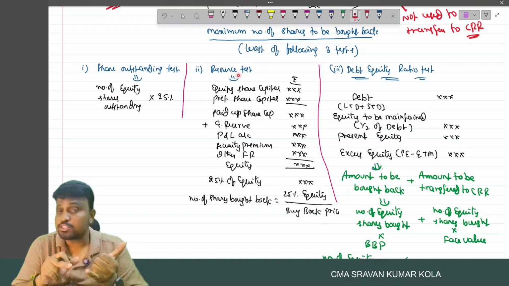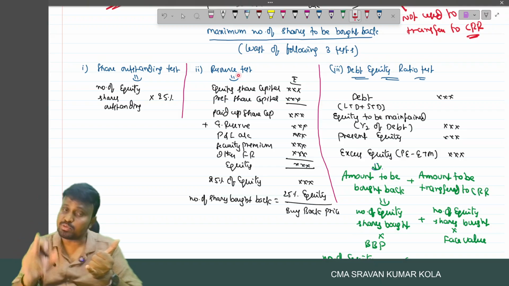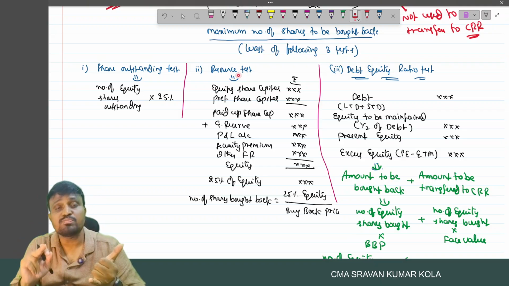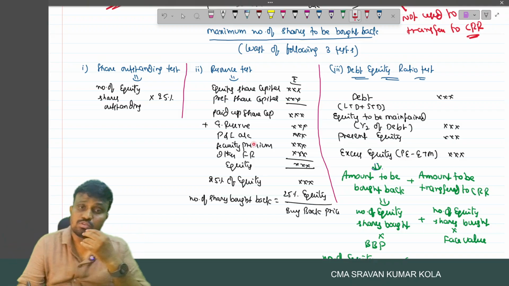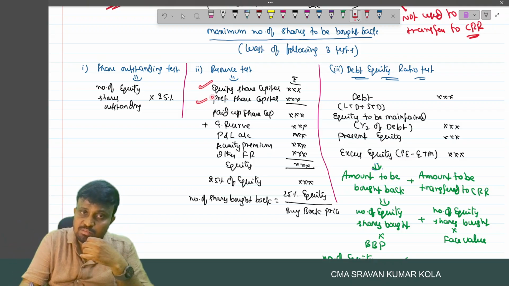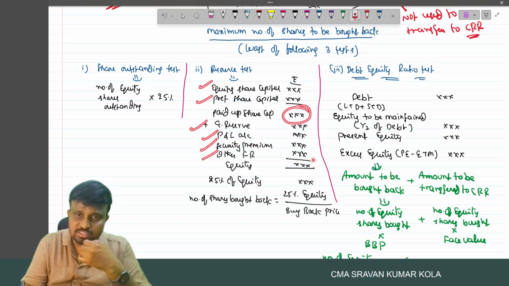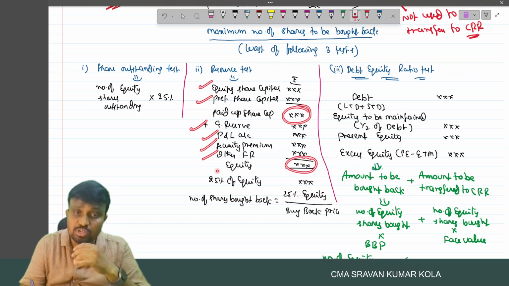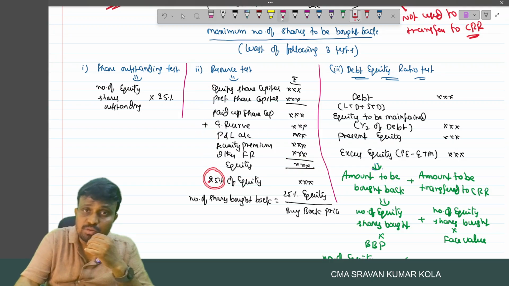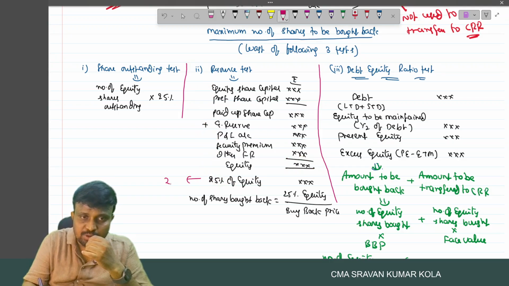Because this is provided by section 68: for the purpose of section 68, security premium is a free reserve. So equity share capital and preference share capital give us the paid up share capital. Then general reserve, P&L, security premium, other free reserves. This is the total equity. Out of that, we need what? 25%. But remember, this is an amount.